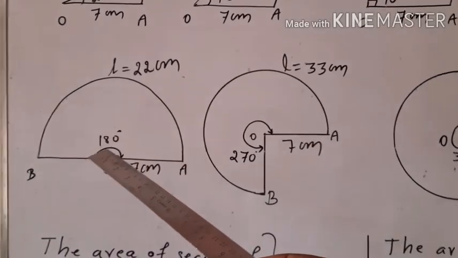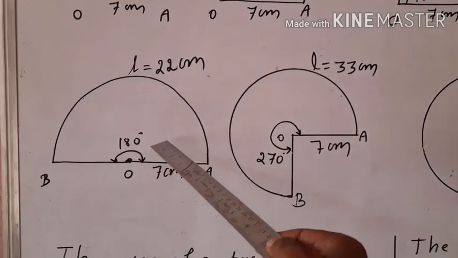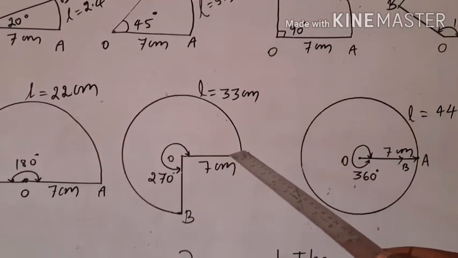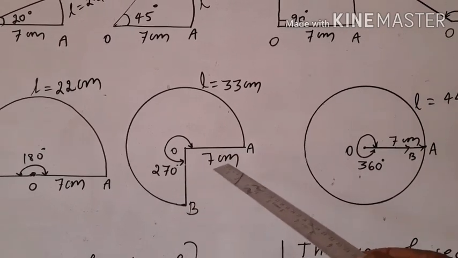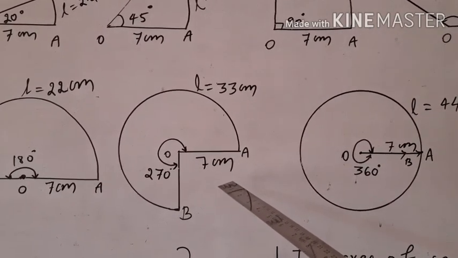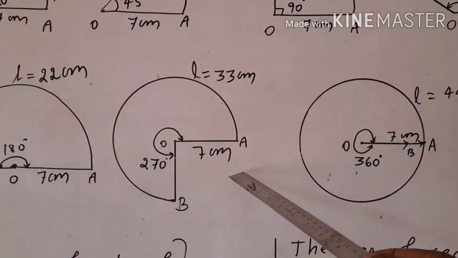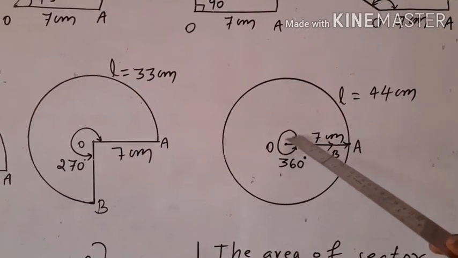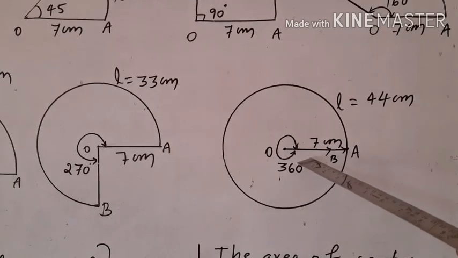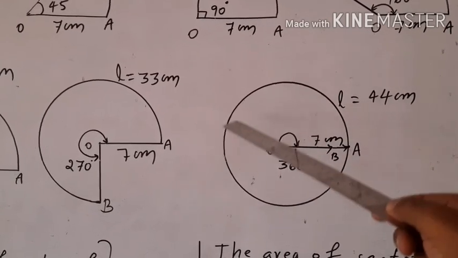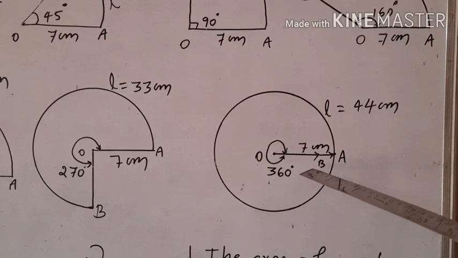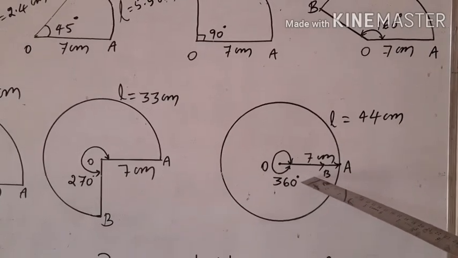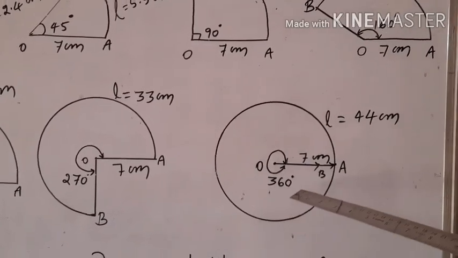Similarly, take the sector with radius 7 centimeter and central angle 180 degree. Still the area increased. Take the sector with central angle 270 degree and radius 7 centimeter. Now you see that the area has still increased. Now look at when the central angle has grown up to 360 degree. The sector area has still increased compared to the previous sectors, and when the central angle reaches 360 degree, the sector becomes one full circle.